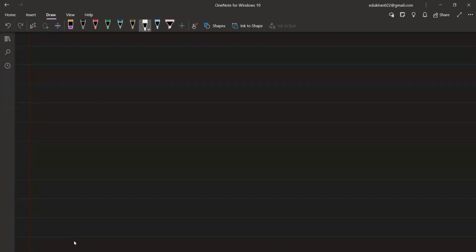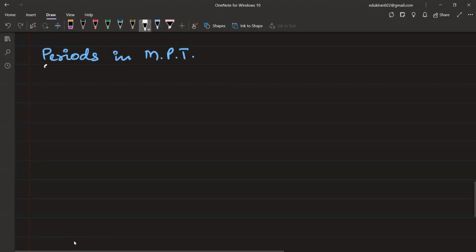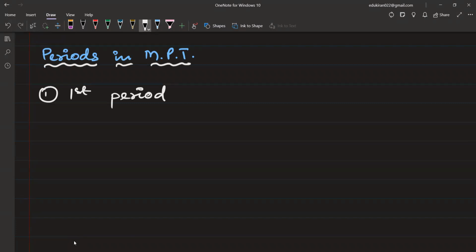So the modern periodic table, it has some periods, and then we have groups, and then we have the blocks also. Okay, so please write the periods in MPT, modern periodic table. So please write the first period. Each and every period represents one shell. Orbit, you know the orbit, right? Yes, sir. So all of these periods represent orbit, and there is a very nice correlation here. For the first period, n will be equal to 1. That means we are in the K shell, or the first shell.